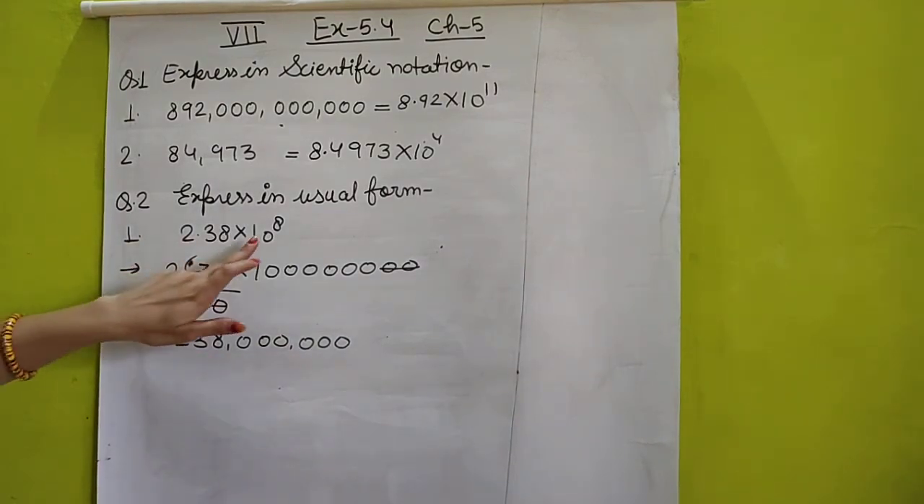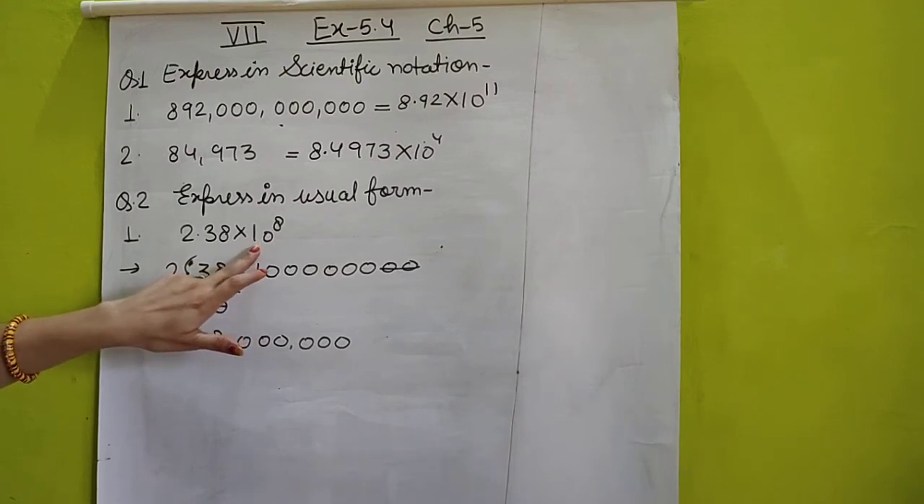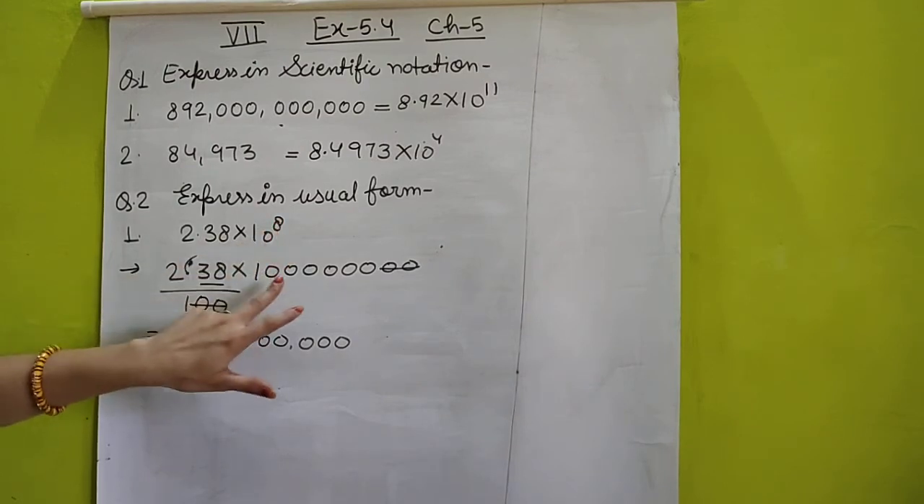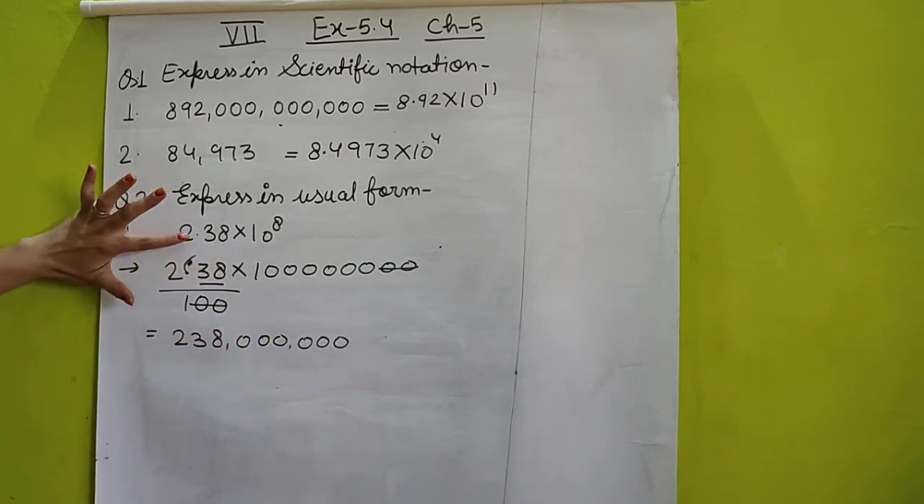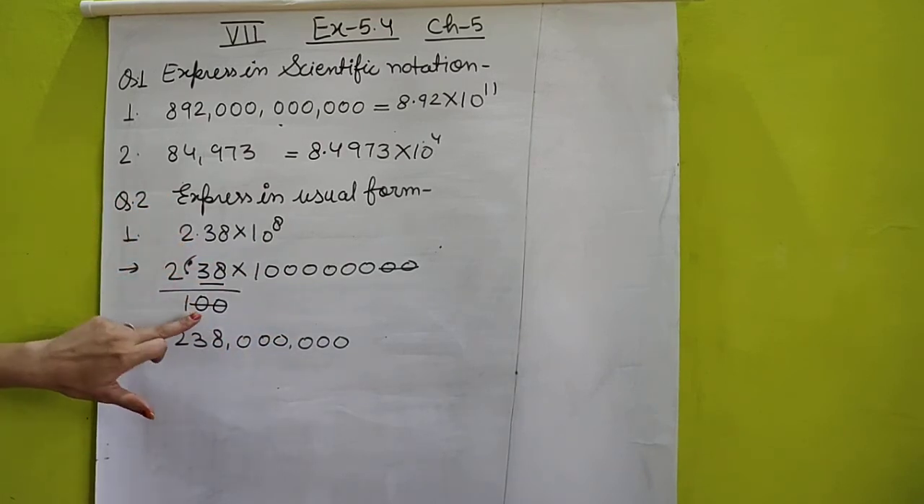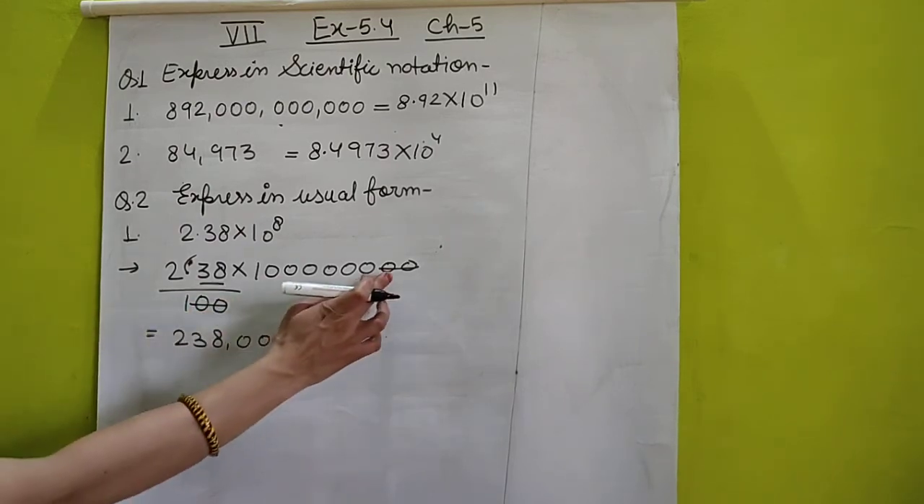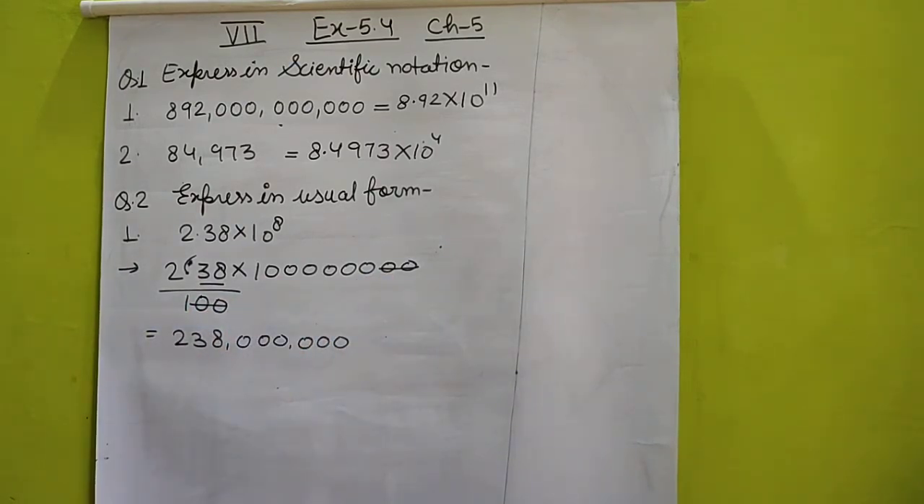What have we done? First of all we expanded the power of 10, that is 10 to the power 8, so 8 zeros I have put here. Now after this I have removed this decimal. Now 2 zeros cut with the 2 zeros. Now the remaining part is this.